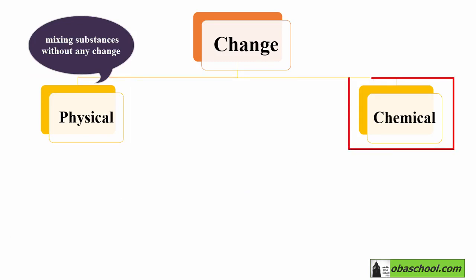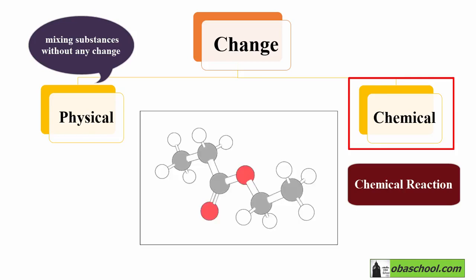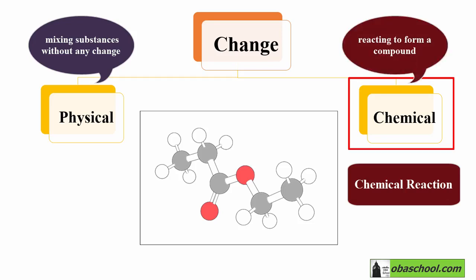On the other hand, in a chemical change, which is the same as a chemical reaction, the situation is very different. And this is because when the atoms of two or more elements react together, they will give a compound. So a compound contains two or more elements which are chemically combined. Pay attention to the term chemically combined. So there's a chemical bond now between the atoms of these two or more elements.